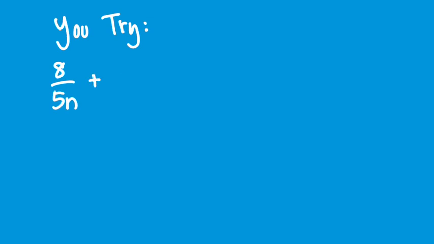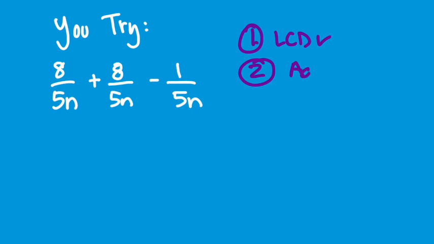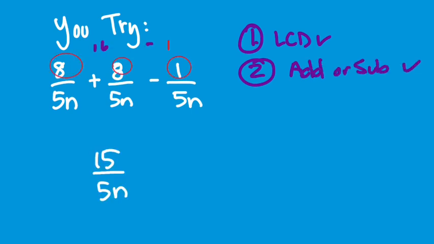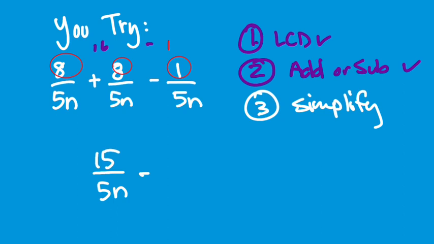Let's look at something that you can try on your own. Go ahead and try this, and then check your work. All right, so we have 8 plus 8 minus 1, which is 15 over 5n. Then if I factor this, I know that 3 times 5 is 15, so I can reduce by 5, getting 3 over n. And all of these samples, by the way, are on your assignment.